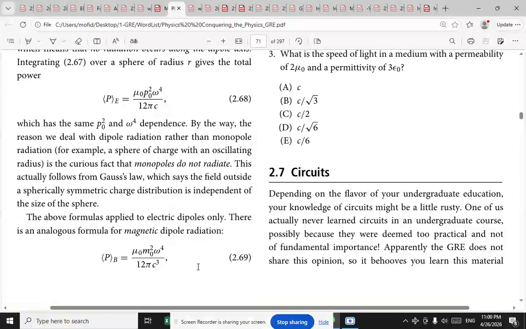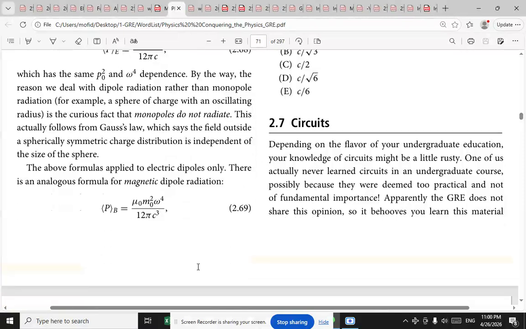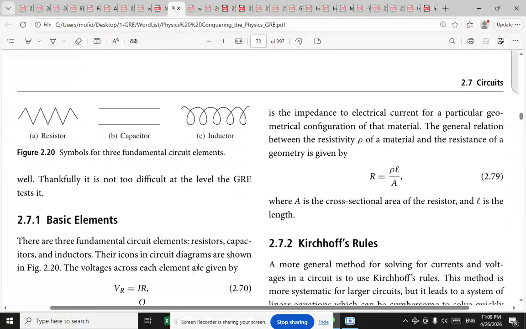Now I'm going to go through circuits. Depending on the flavor of your undergraduate education, your knowledge of circuits might be a little rusty. One of us actually never learned circuits in an undergraduate course, possibly because they were deemed too practical and not of fundamental importance. Apparently, the GRE doesn't share this opinion, so it behooves you to learn this material.